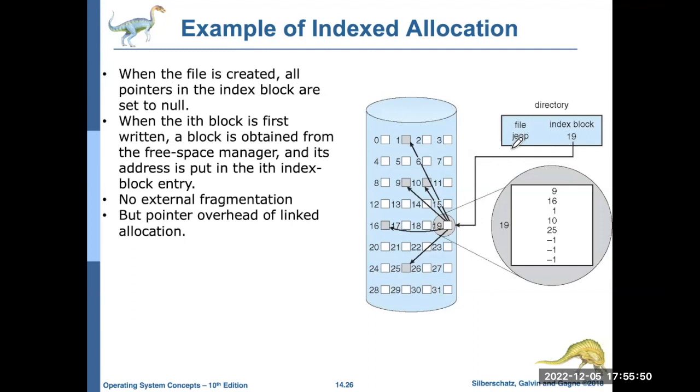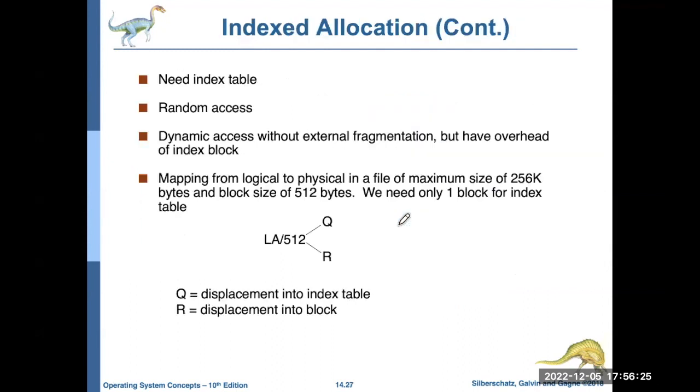Now we can see that in this particular allocation, we just have the address of the index block. And what is the index block? The index block is a block that contains the addresses of all the blocks that store the data. Now, the problem with this is that we need an exclusive block that will contain the addresses of all other blocks. So this will help us to do dynamic access of the data. That is one of the advantages: we are able to randomly access the data without external fragmentation.